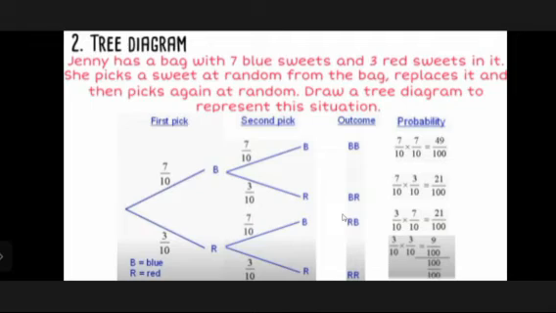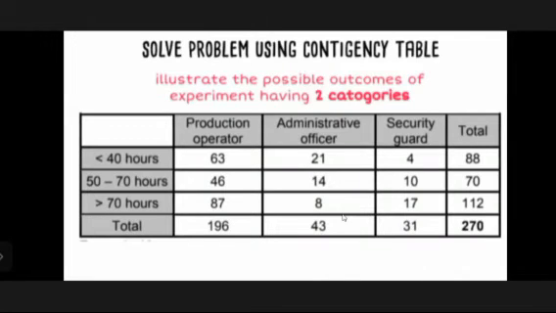Okay, now I'm going to explain the contingency table. Just now the Venn diagram was for experiments having one category, right? So a contingency table illustrates the possible outcomes of an experiment having two categories. This is an example. The column represents the type of work and the row represents their working time. Can you notice that there are two categories? Yeah, the type of work and their working time. Okay, nice. So now we'll see some examples.